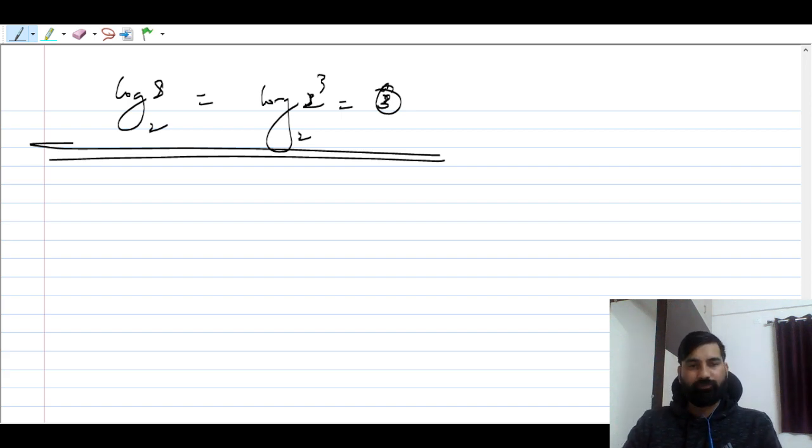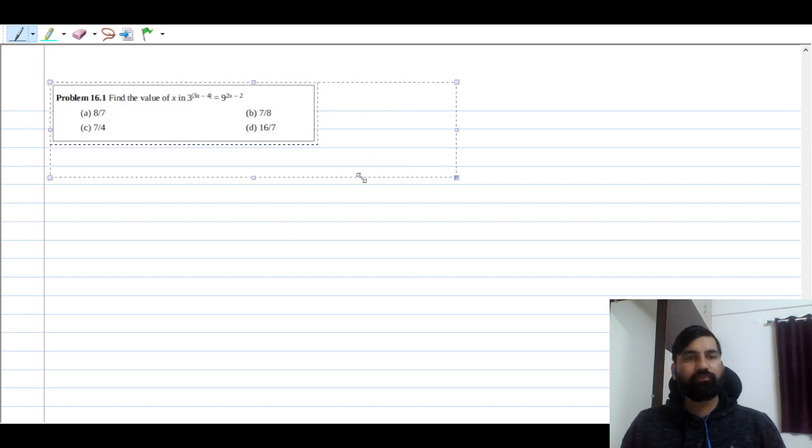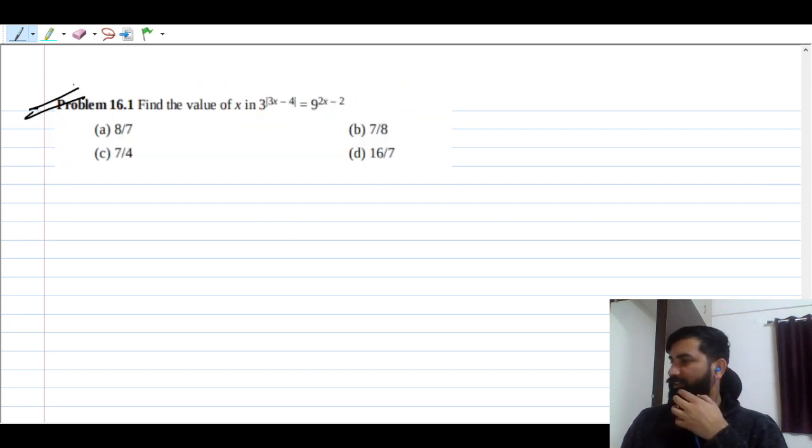Okay, fine, let us take some questions based on log and then we'll wind up the session. Okay, first question. Guys, you see this is given here, right? Find the value of x in 3 to the power mod of 3x minus 4 equal to 9 to the power 2x minus 2. What is the value of x?